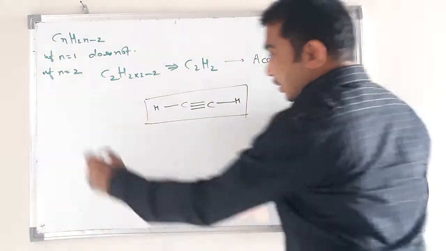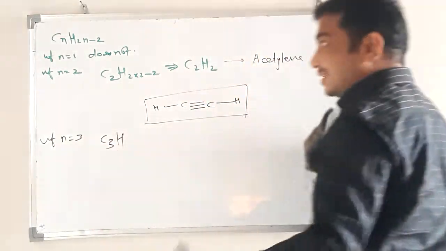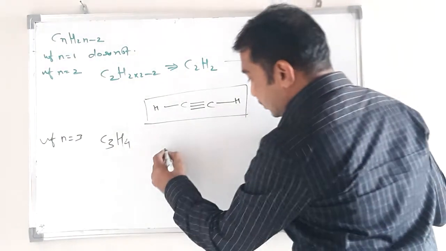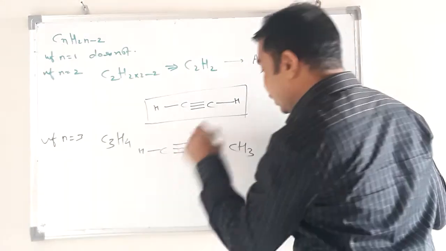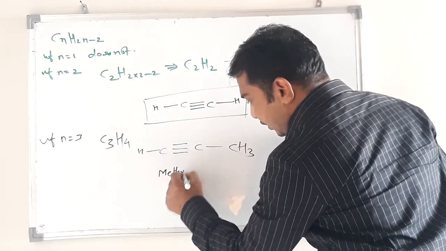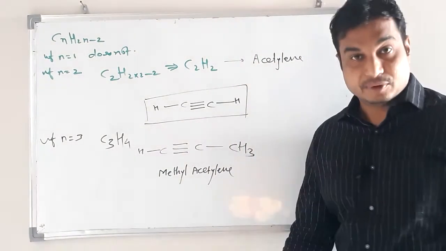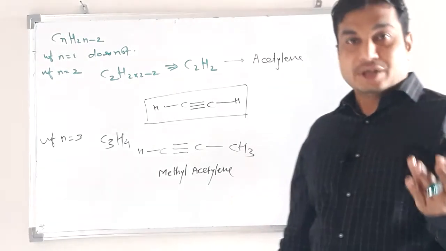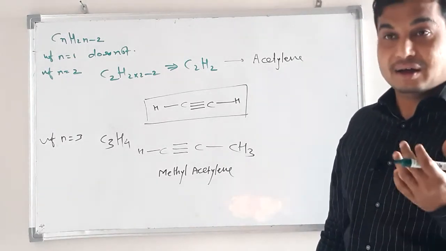Next, if we put n equal to 3, C3H(2x3-2), that means 6 minus 2, which is 4. That is 3 carbons, 1 2 3, with one triple bond, and hydrogens, CH3. Its common name is methyl acetylene, and so on. Many examples: if we put n equal to 4, butyne, pentyne and so on. So these are some examples of the alkyne family.